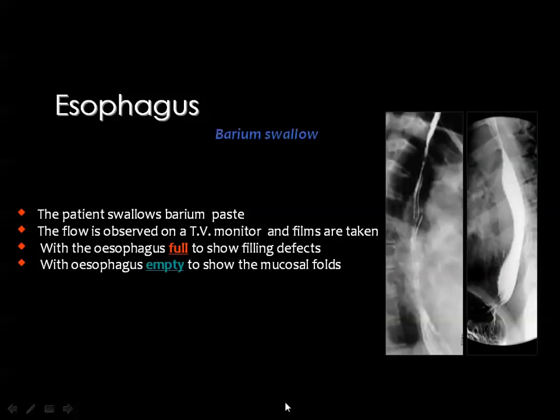Then we'll apply these terminologies to the esophagus, and the esophagus is examined by what's known as barium swallow. And by barium swallow, we mean we introduce barium into the esophagus, and we monitor the flow of the barium bolus through the esophagus, and we have images when the esophagus is full of barium to look for strictures, looking for filling defects, and also we have images when the esophagus is empty, looking for mucosal lesions like ulcers or esophageal varices, for example.